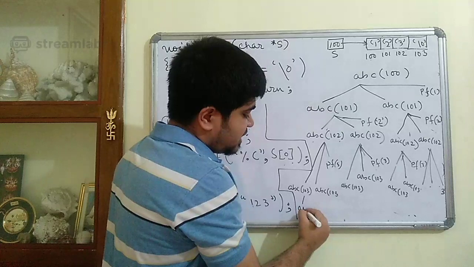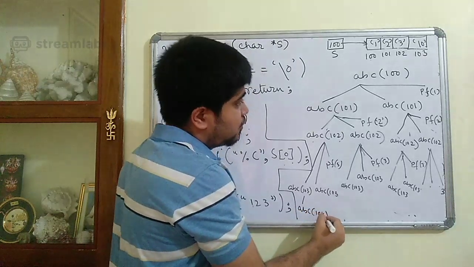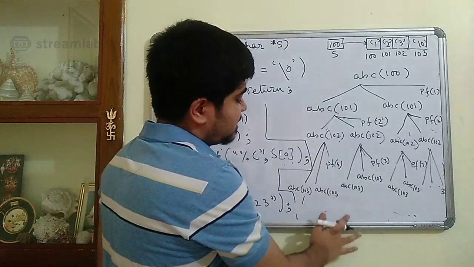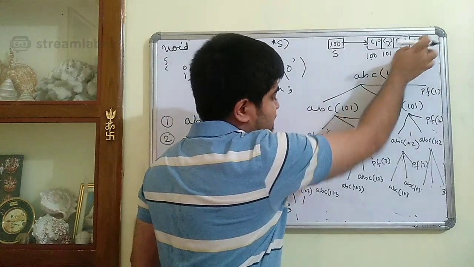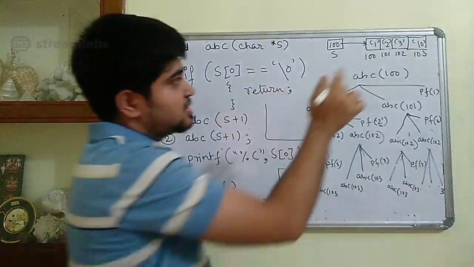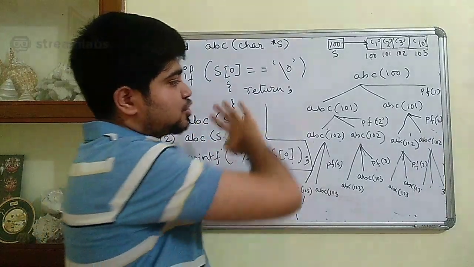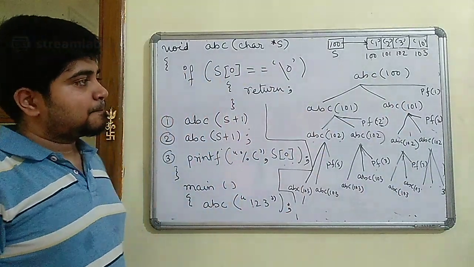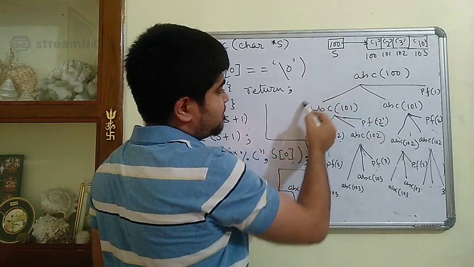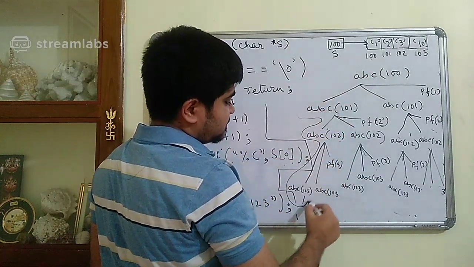ABC of 103 will again call ABC of 104. But it doesn't matter because in 103, this is the new array whose location is 0, whose base address is 0. So the whole calling is something like this. And the printing, we will simply go in this manner.